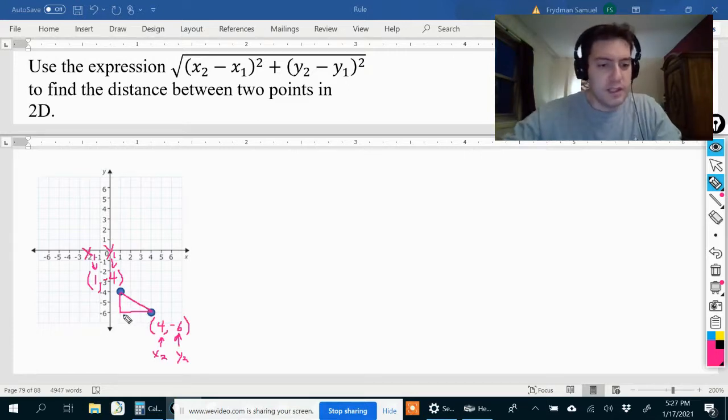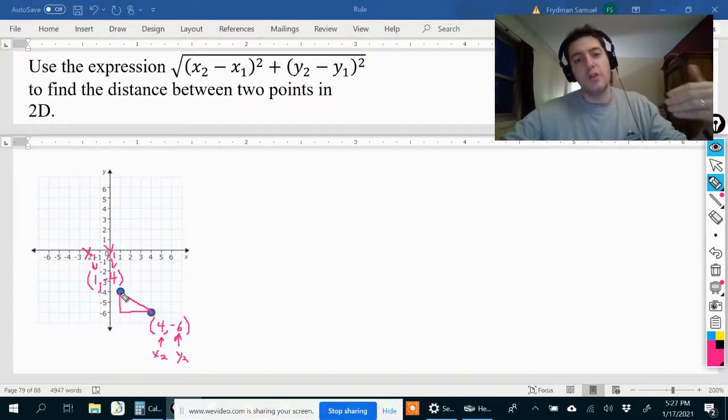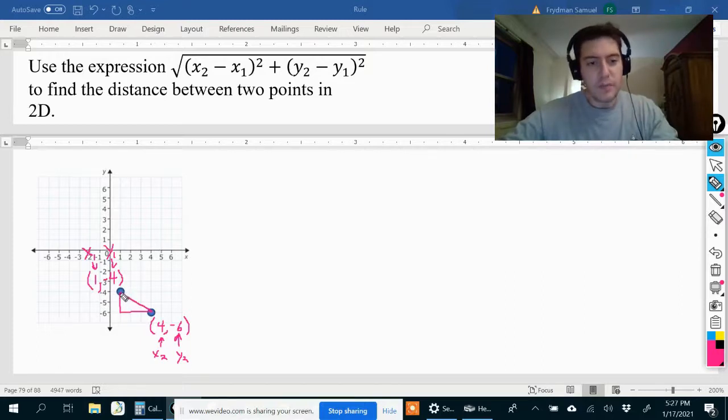Okay, and this side of my right triangle, which I just drew, is the horizontal distance between the 2 points, and this side of the right triangle is the vertical distance between the 2 points, and the hypotenuse of the right triangle is the actual, what I'll call the straight line distance between the 2 points. Sort of as the bird flies, or as the crow flies, from here to here. And this is what we're actually looking for.